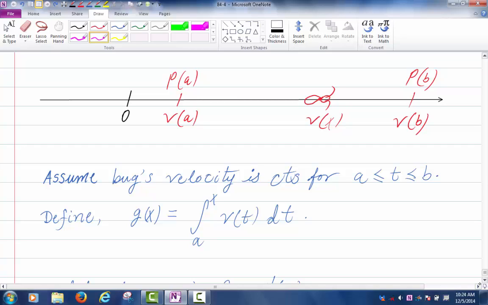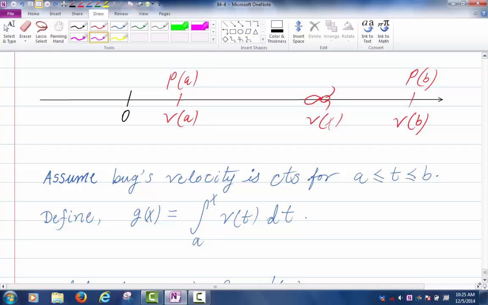Okay, so what is V of x then? V of x is the velocity of the bug at time x. Now, in this example, I am going to assume that the motion is smooth. The motion of the bug is smooth, which means that the velocity function is a continuous function.